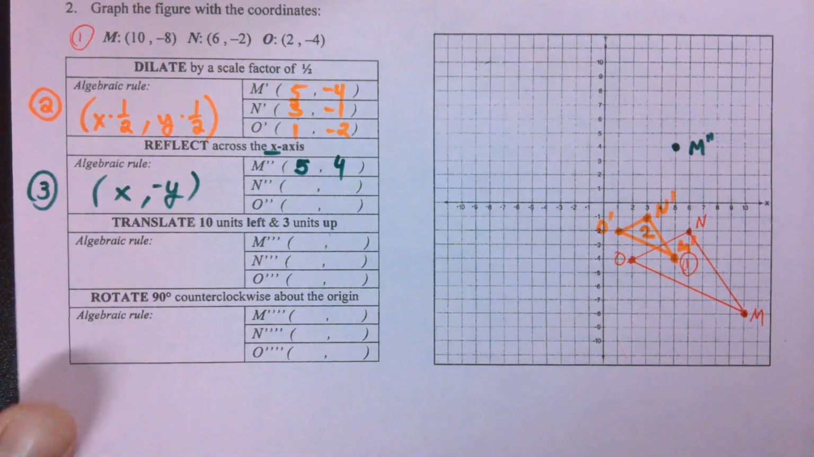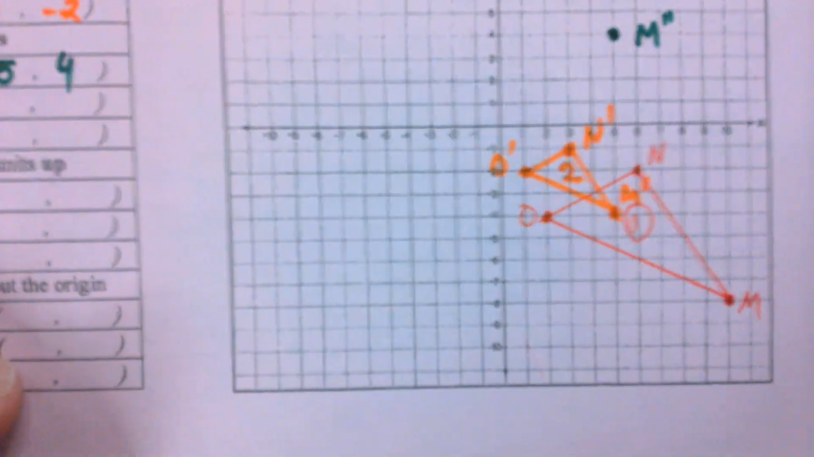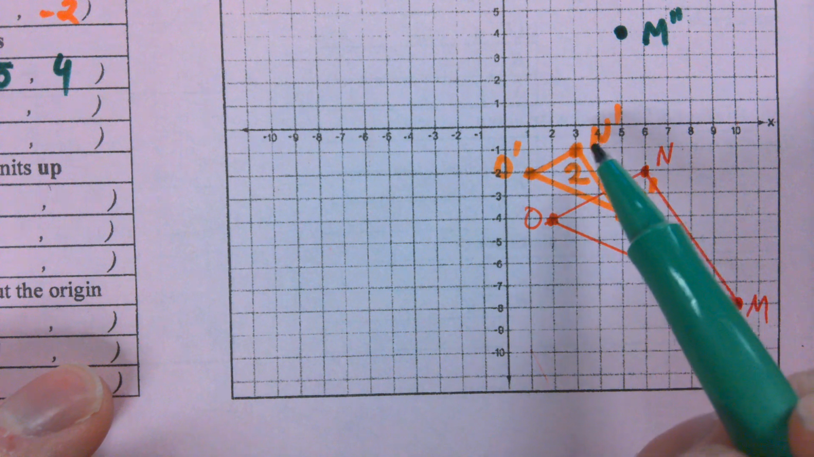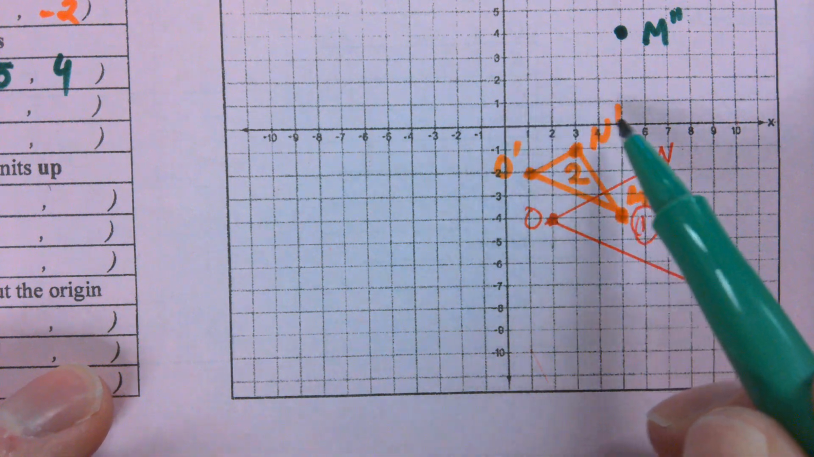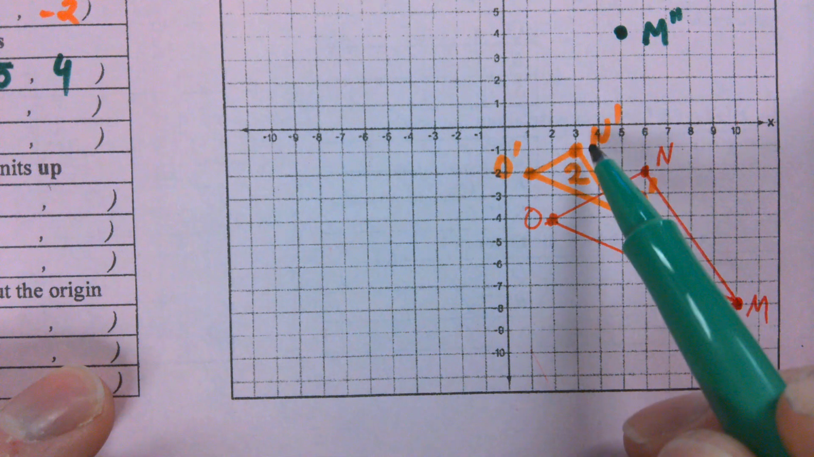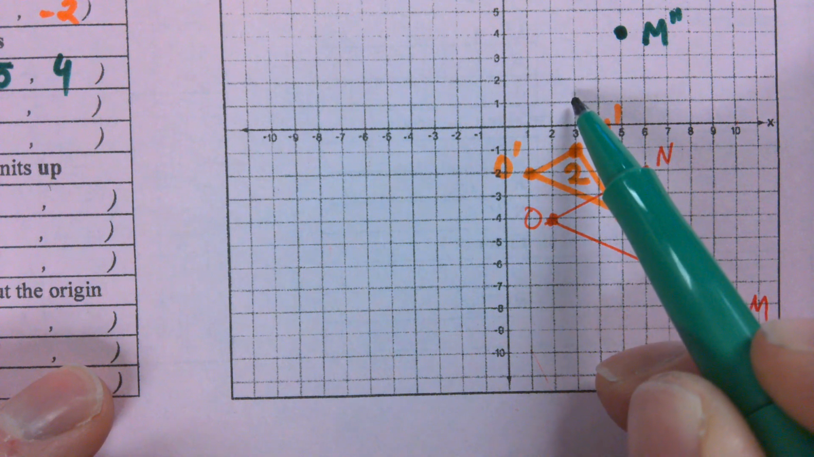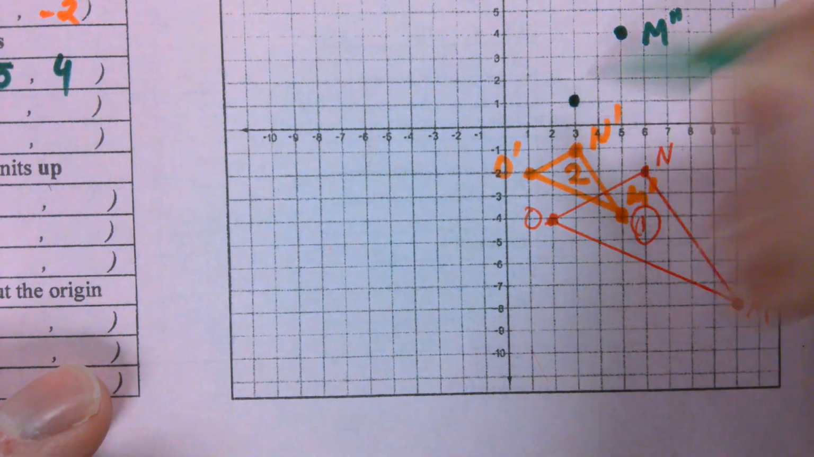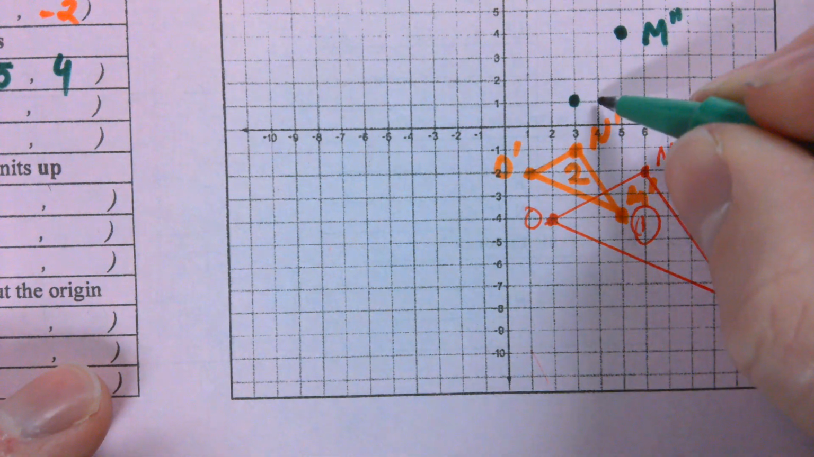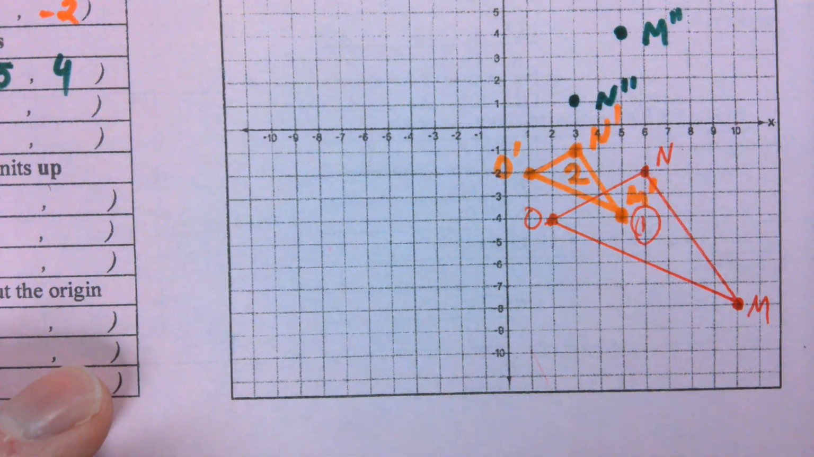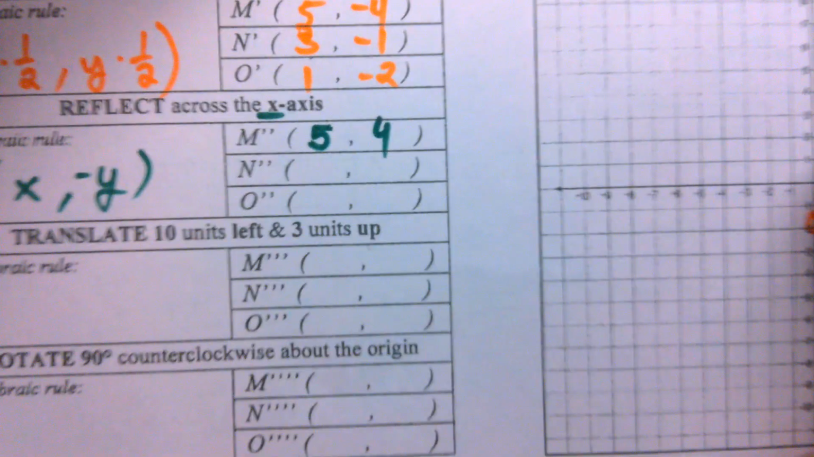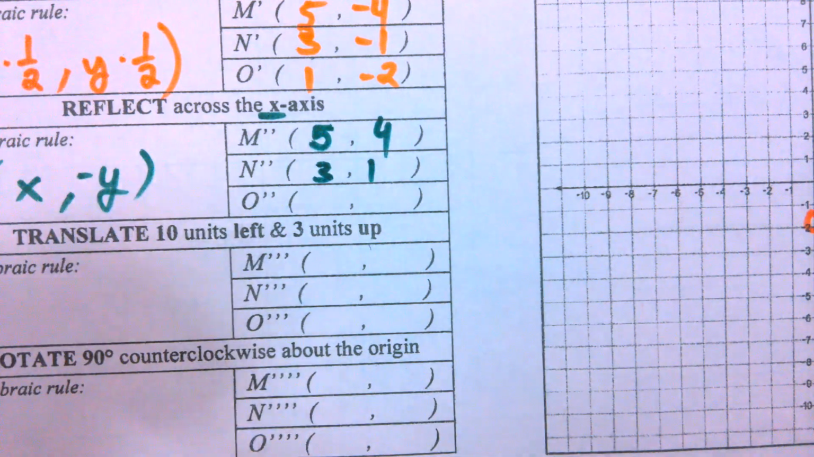Now the other way we can do this, if you remember, is to use the graph and count. So if I'm at point N, here's my line of reflection, this x-axis. I'm going to count how many spaces away from that axis I am. 1 space. And then I count that same number of spaces directly past that line of reflection. Boom. There's my N double prime. What are the coordinates for that point? 3, 1.